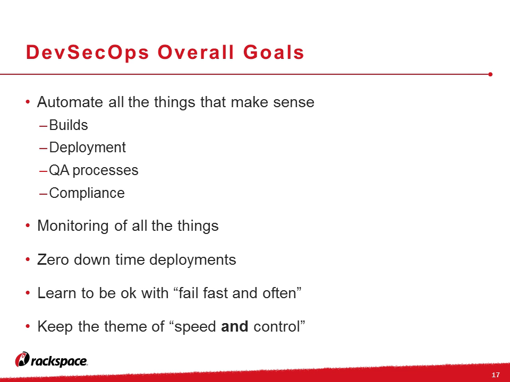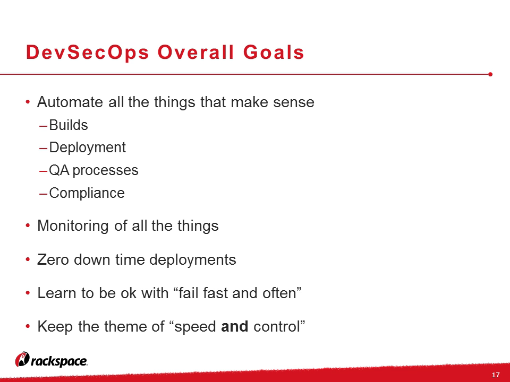Yeah, so important here, again, automation. This is what's going to bring it all together. We want to automate everything that we can possibly automate to eliminate unnecessary failures. So we want to automate the build process, the deployment process, the QA process, as well as the compliance process. So all of these things can be automated and should be automated.